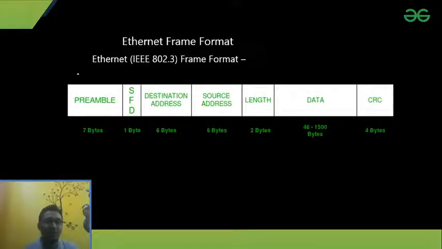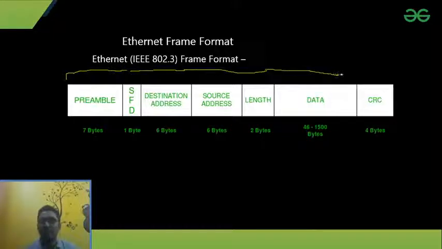That is the image courtesy of our website GeeksforGeeks. You can read about this on our website. So the preamble is present, then the start frame delimiter, then the destination address, then the source address, then the length, then the data, and then the CRC. Now you can see the sizes of these fields also.